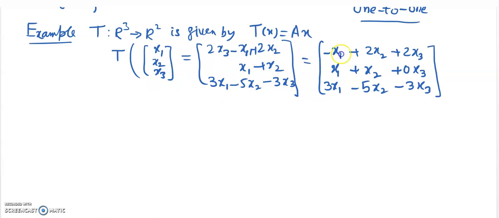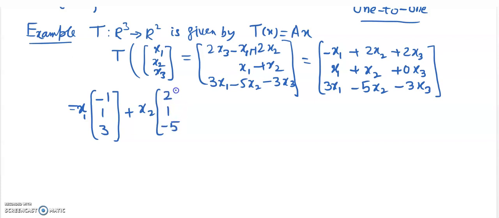Okay, so now going backward, we can write it like this. If we take x1 as common from here, we can write it like this: minus 1, 1, 3, a vector like this, and then plus x2, we can write it like this: 2, 1, minus 5, and then plus x3, we can write it like this: 2, 0 and 3.